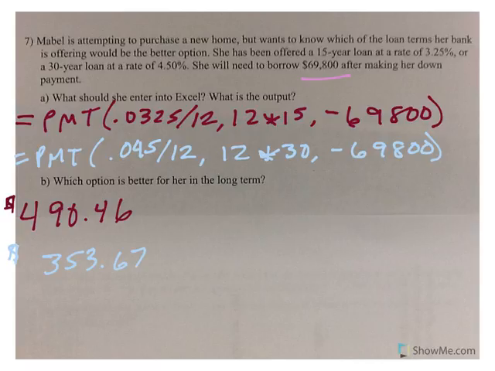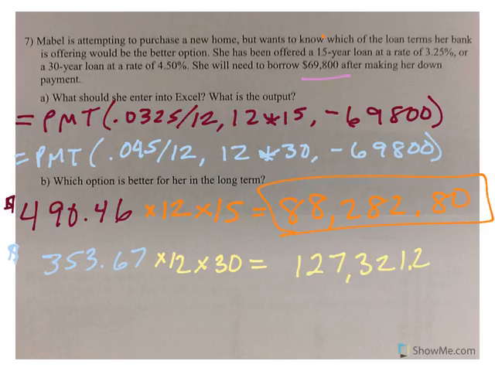So remember this one, for the red, you're doing this 12 months a year times 15 years. So the total payback for that one is going to be $88,282.80, right? That's the total payback. Well, the second one, you're doing this 12 months a year for 30 years. Your total payback is $127,321.20. Look at that. That's like an extra $40,000 you're spending. So yeah, it's cheaper per month by $137. But over the course of the loan, you're going to pay an extra $40,000.